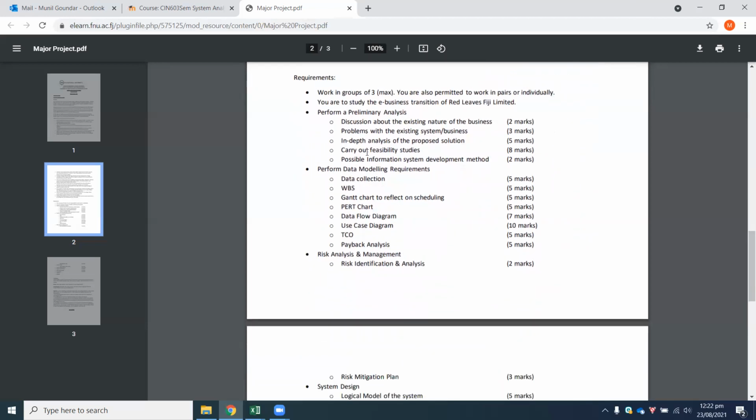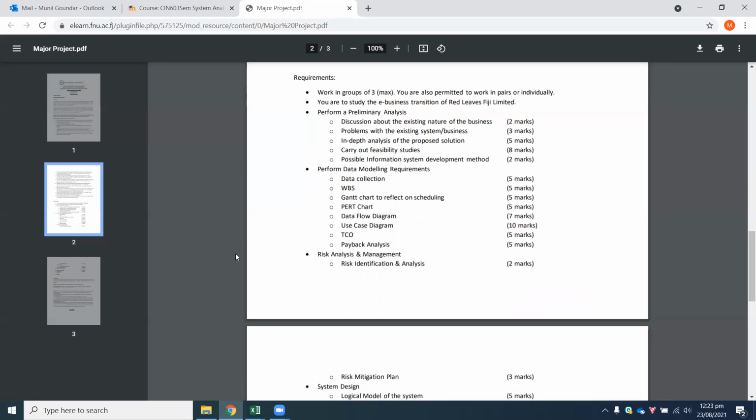Now, requirements. Work in groups of 3 max. So you can have a group maximum of 3 members. Now, if you do not have 3 members with you, you are permitted to work in pairs or individually. So the choice is yours. But here's the thing. Once we go down, you'll see the amount of work that you have to do. And if you're doing it individually, it's going to wreck your nerve.